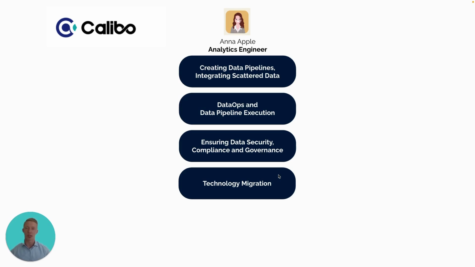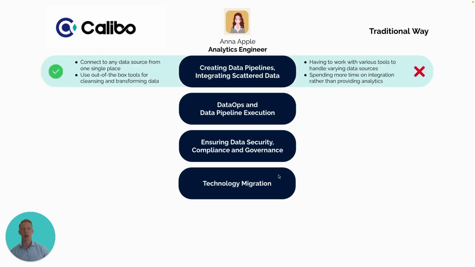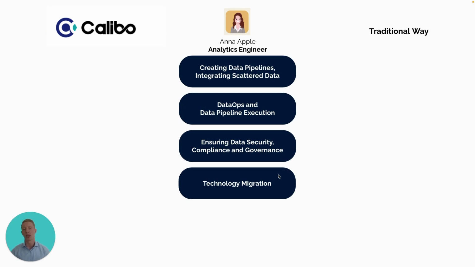And last but not least, if the company decides to switch to a different technology, she would also be heavily impacted because she would have to migrate the existing pipelines over to the new technology. We're going to see how Anna Appel would use Calibo to do her job more efficiently. And after that, we are going to compare it to the traditional way to make sure that we all understand the different way of doing the job with the Calibo revolutionary platform.